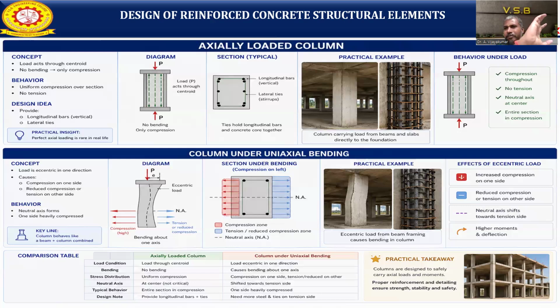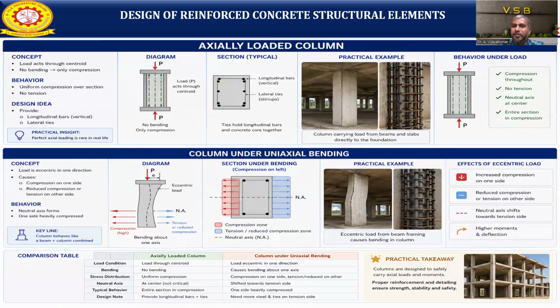For any one of the sides, bending will occur, in the x direction or the y direction, any one direction, the bending moment will occur. That's why making the structure purely axially loaded is very, very complicated. Here is a typical reinforcement detail of an axial loaded column. The longitudinal bars will be vertical, and the lateral ties we can call stirrups. So ties hold the longitudinal bars and the concrete core together. Now you see the third image showing the practical example: columns carrying the load from the beams and slabs directly to the foundation.